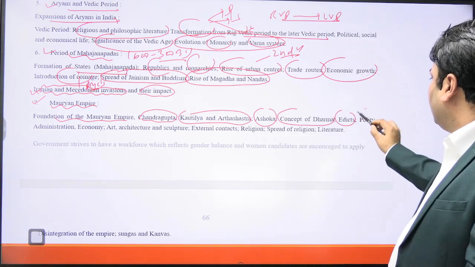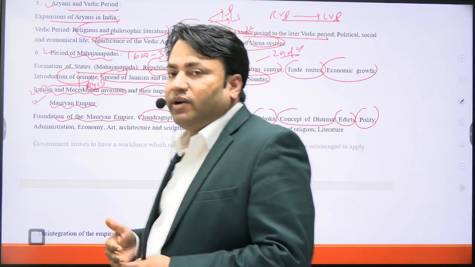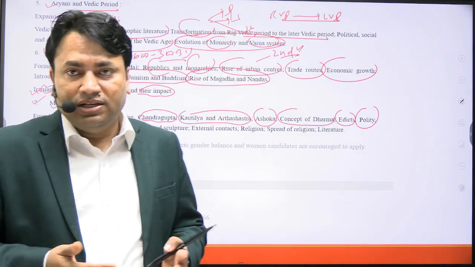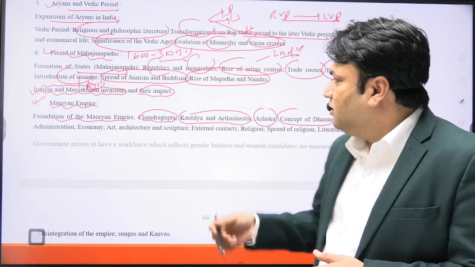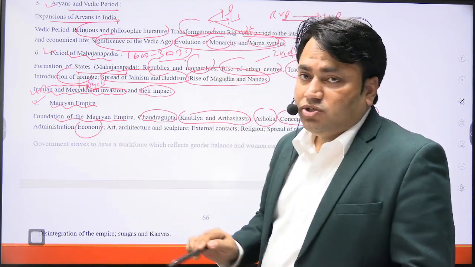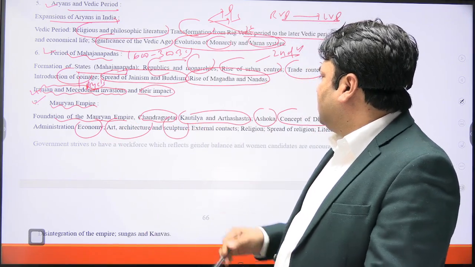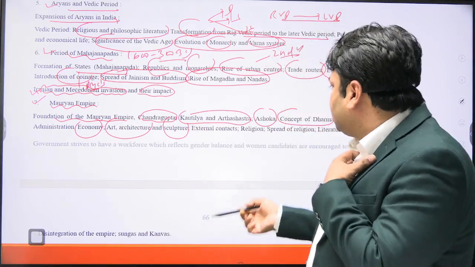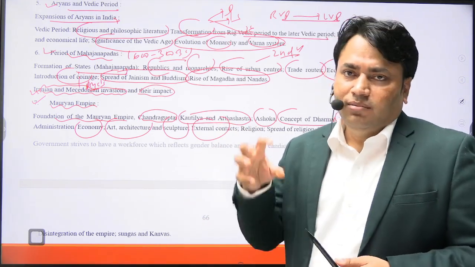We need to study about the polity that was developed during the Mauryan period. This system of administration is also known as the classical system of administration. So for what purpose it is called classical system of administration, we need to discuss. We need to discuss about the economy also, the art and architecture, the sculpture, and the external contacts that developed during the Mauryan period.